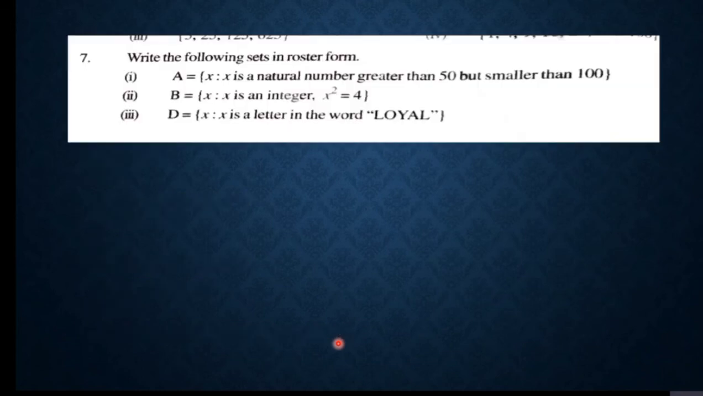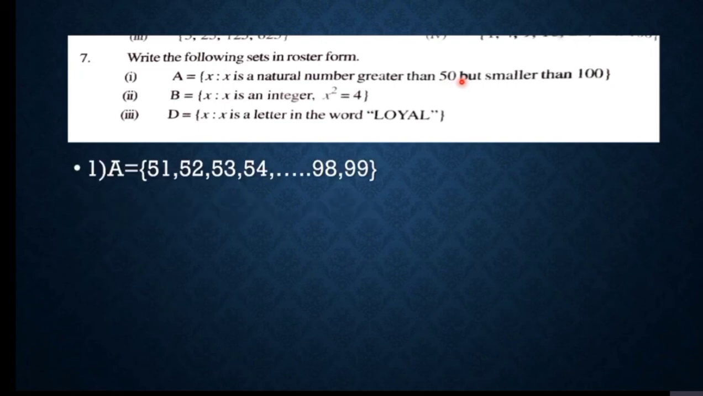Seventh question. The question is in set builder form. Here we have to change it into roster form. First bit is x such that x is a natural number greater than 50 but smaller than 100. So here we have to write numbers greater than 50: 51, 52, 53, 54, and so on, less than 100, so up to 99. This is the roster form.